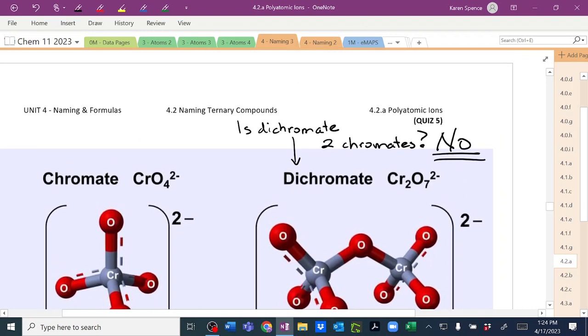And I'll tell you, so often I'll have people and they'll say, okay, I need to write a formula for sodium dichromate. And people will just be like, oh, I know. It's Na, and they'll look up chromate, CrO4, and I must have 2 of them. Is that true? No. Dichromate is not 2 chromates.